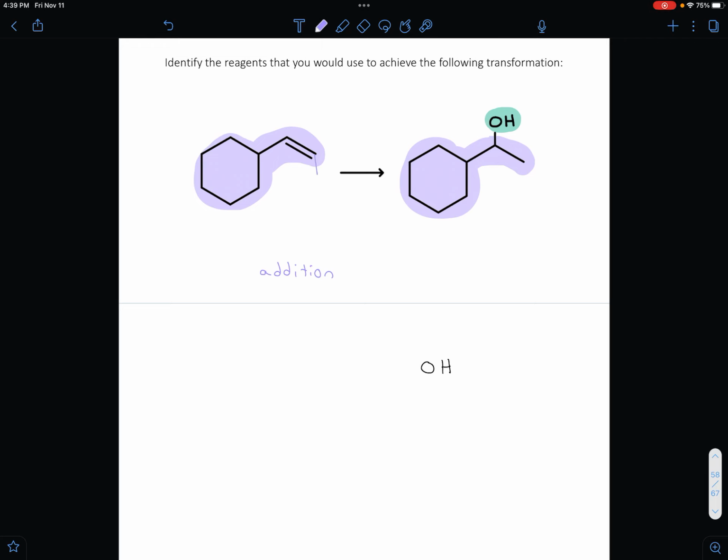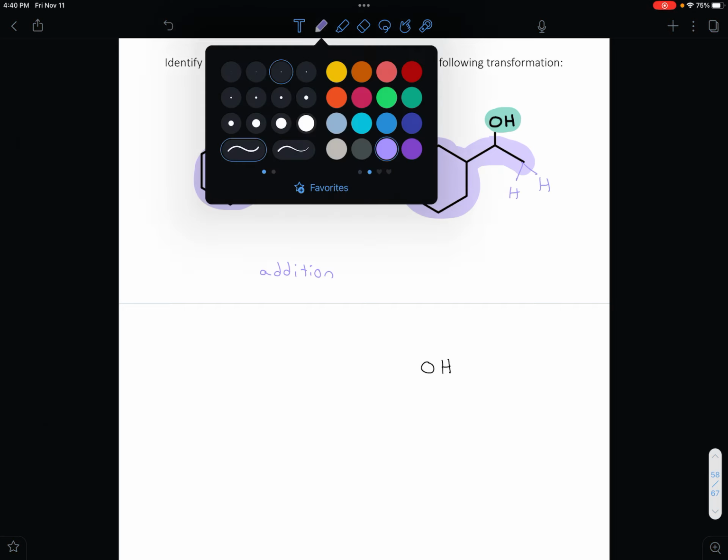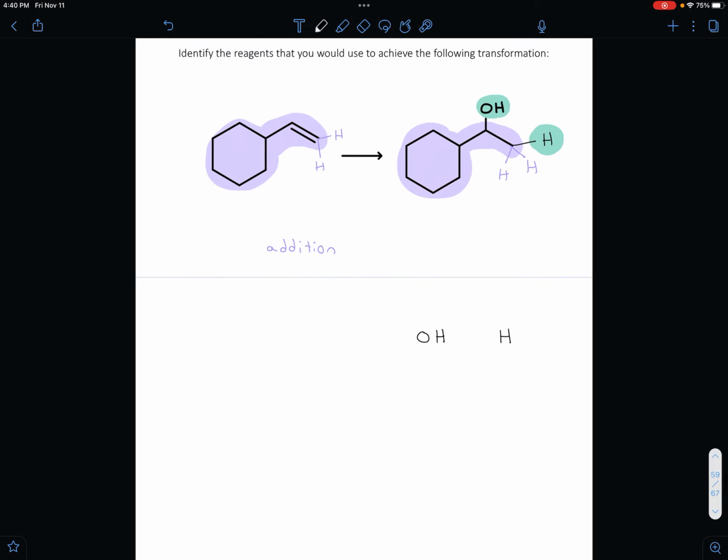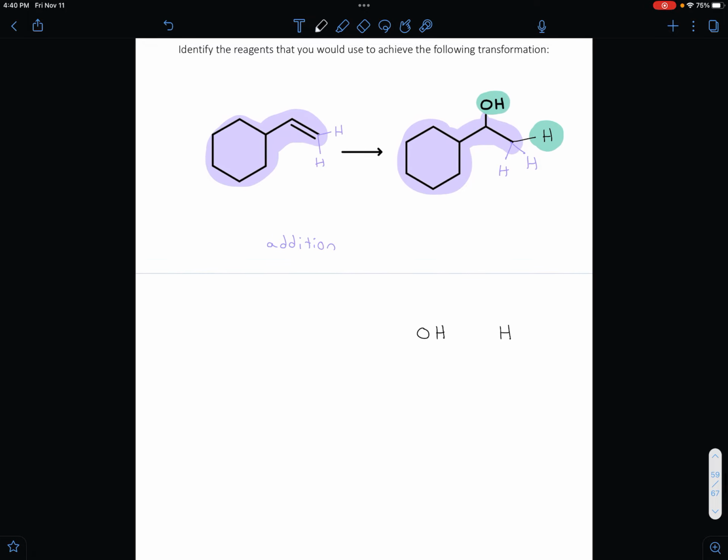In our original molecule, we had 2 hydrogens on that end carbon. But in our final molecule, we have 3 hydrogens on that end carbon. And so one of those hydrogens had to be added. So in this reaction, we've added an H and an OH. Now at this point, your mind should narrow down the possibilities to 3 reactions.